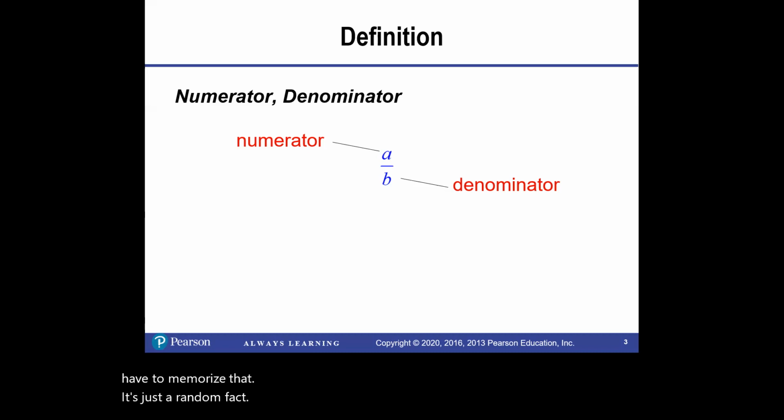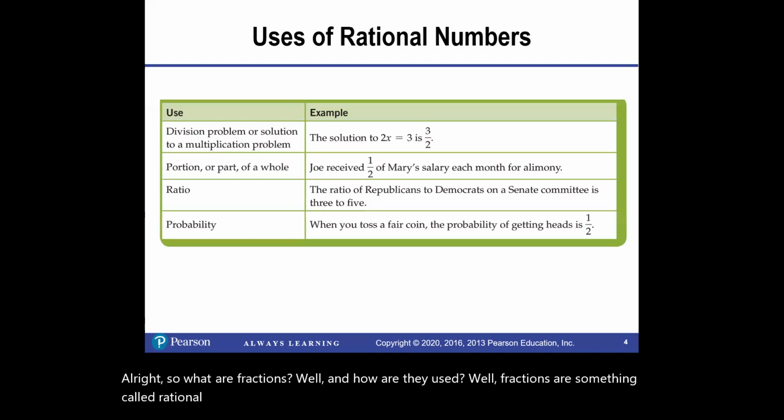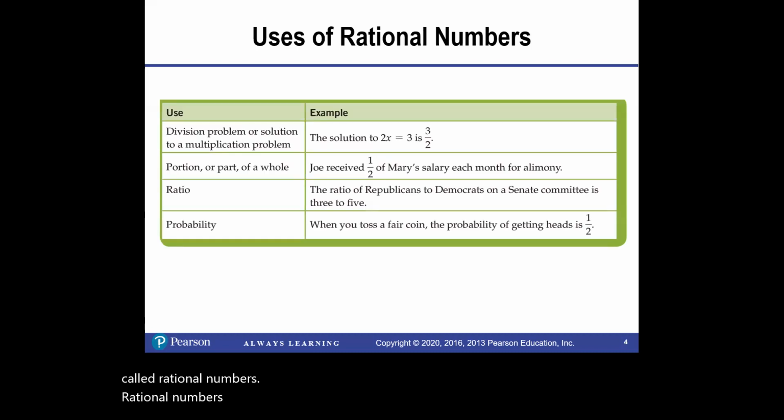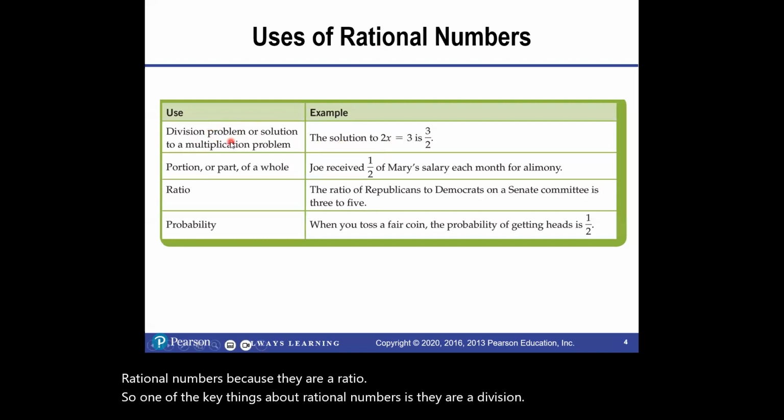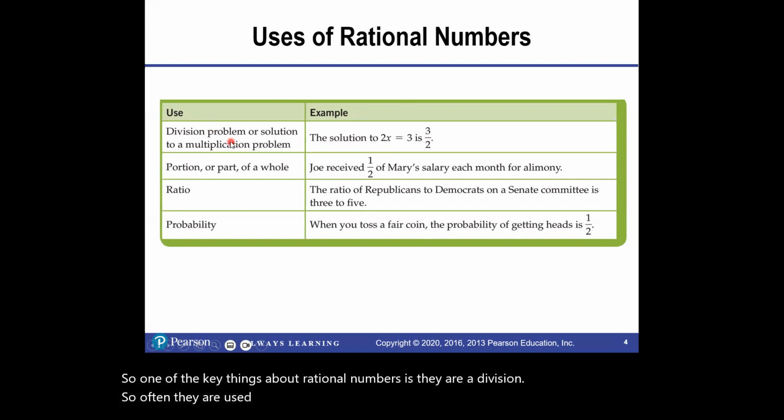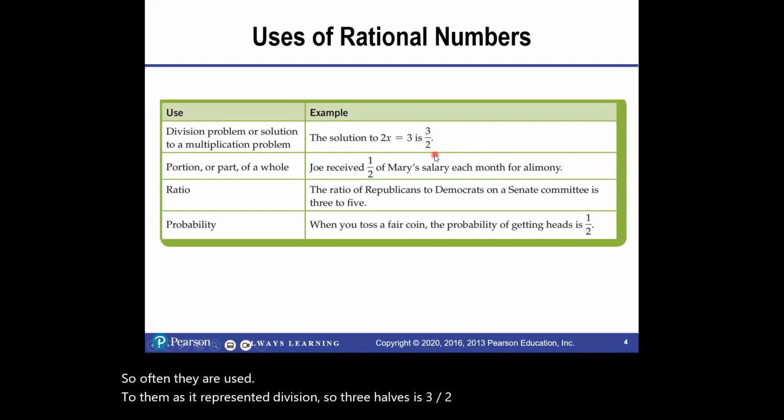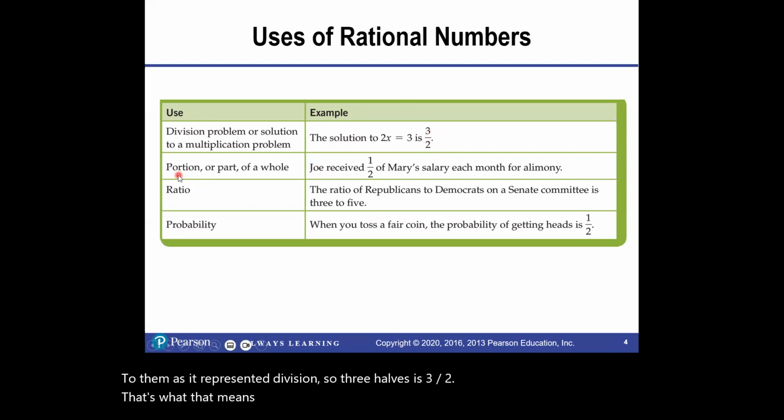All right, so what are fractions? And how are they used? Well, fractions are something called rational numbers. Rational numbers because they are a ratio. One of the key things about rational numbers is they are a division. So often they are used as representing division. So 3/2 is 3 divided by 2. That's what that means.